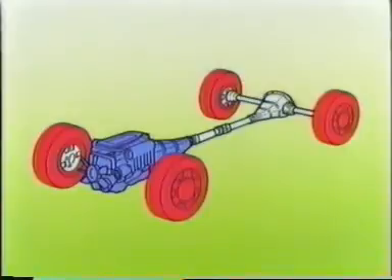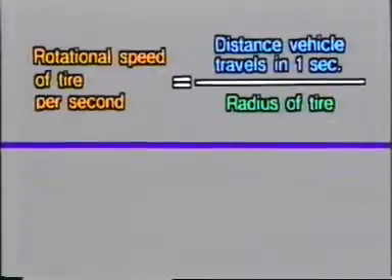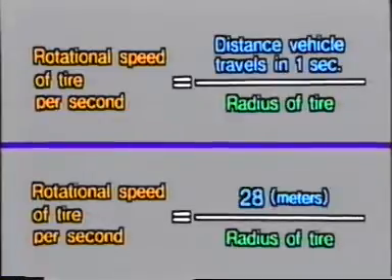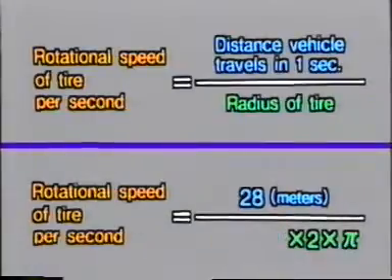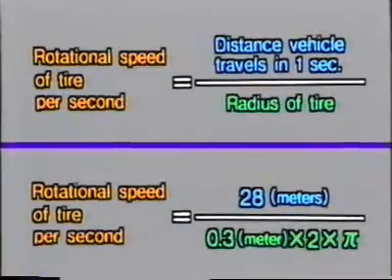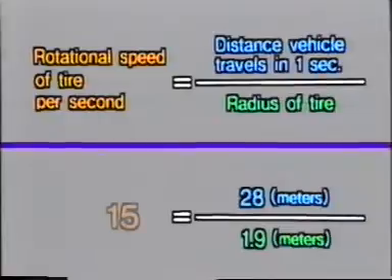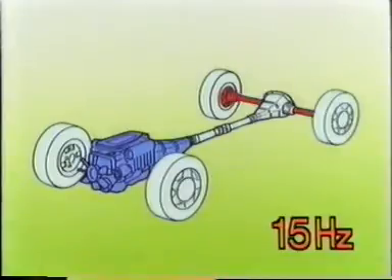We will begin with the tires. The rotational speed of a tire per second is calculated according to this formula. When the vehicle is running at 100 kilometers per hour, it travels 28 meters in a second. Assuming that the radius of the tire is 0.3 meters, the tire's circumference will be 1.9 meters. Therefore, we can conclude that the tire turns 15 times per second. If a tire has become unbalanced or run out, it will cause a 15 Hertz vibration. The same can be said about the drive shaft or the differential ring gear.